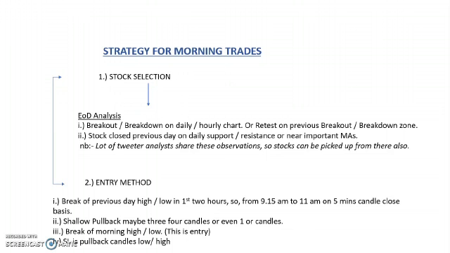After that I look for a shallow pullback. It could be a one candle pullback, it could be 3-4 candles, but it should be shallow, not a very deep pullback. We don't have to see it pulling back to VWAP or a moving average or anything. Just a shallow pullback is what I want. It could be one candle, two candle, three candle, four candle, that's it.